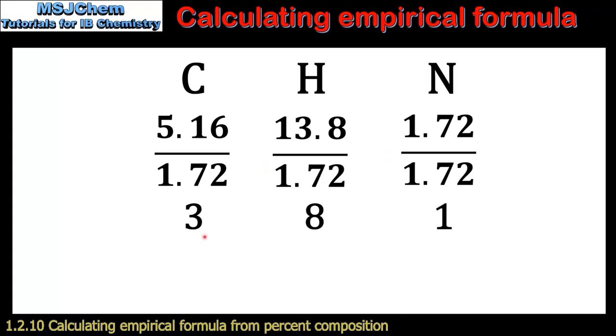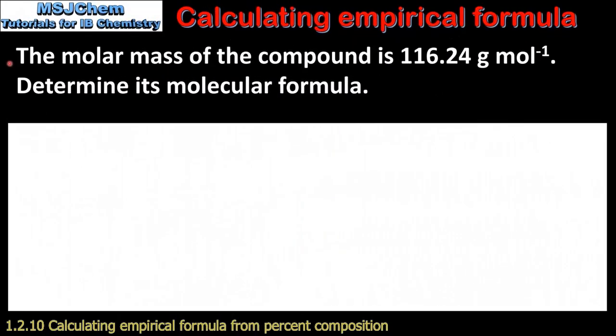This gives us 3 for carbon, 8 for hydrogen, and 1 for nitrogen. And finally, we write the empirical formula, which is C3H8N. Next, we'll determine the molecular formula of the compound.